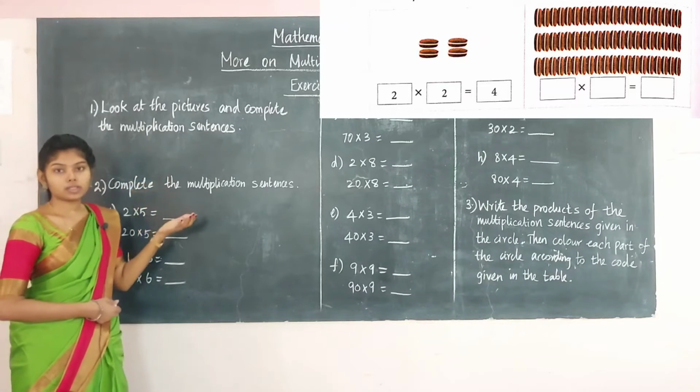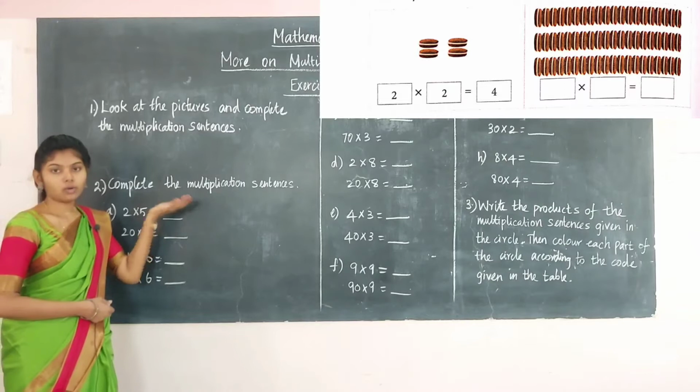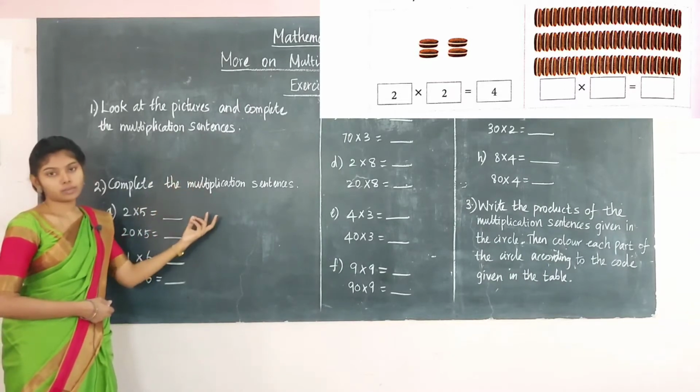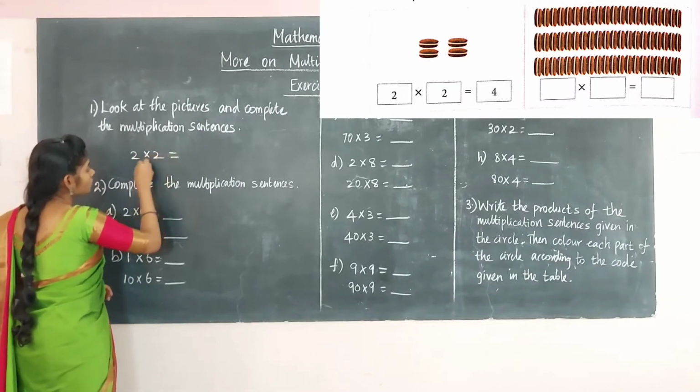The first picture, what is that? There are two columns and 2 rows. The picture is visible, no? There are 2 rows and 2 columns. So you have to write 2 into 2. So 2 2s are 4.